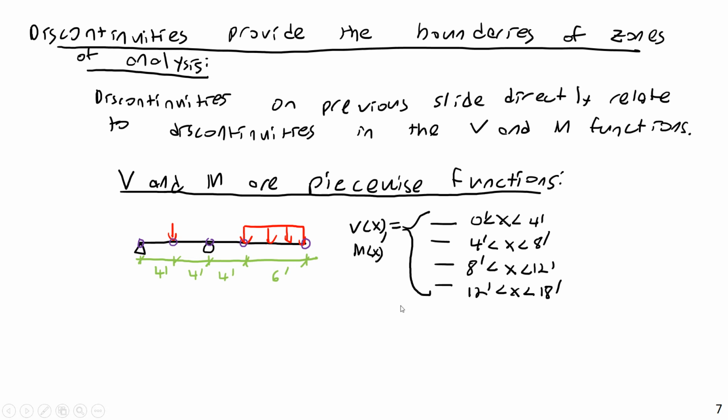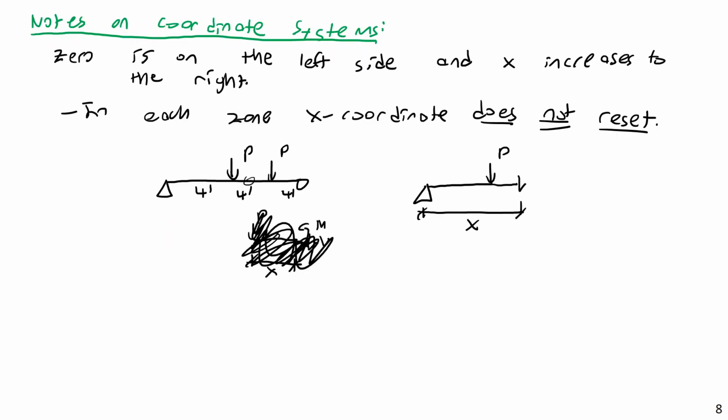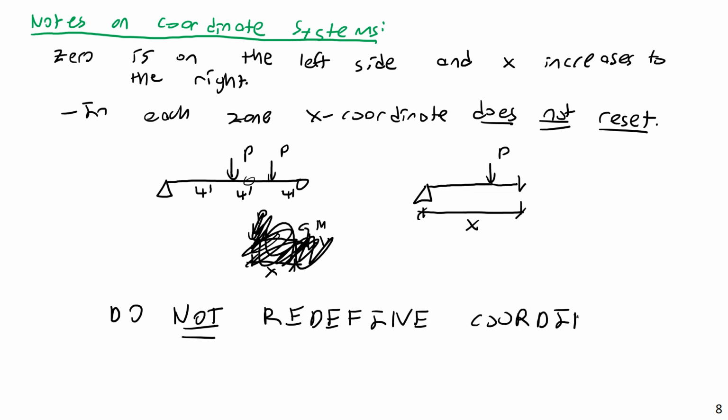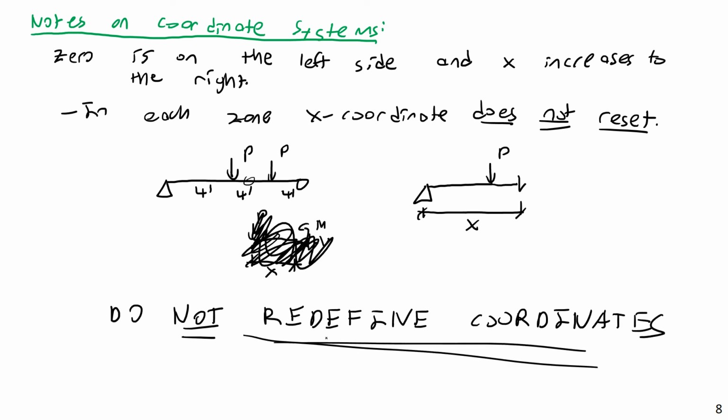The reason this will be really important is when we get to boundary conditions, which we'll see in the first longer example that we look at. And really, this is absolutely essential. So do not redefine your coordinates. If you do, you'll make me sad. So don't do that. Do not do this. Do not put your 0 anywhere except the left-hand side of the beam.